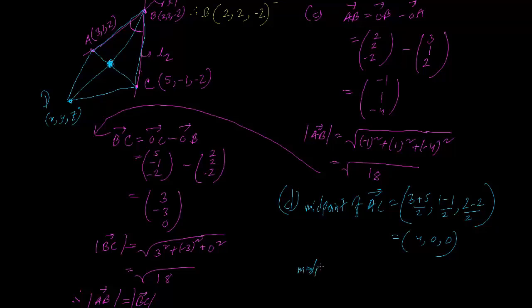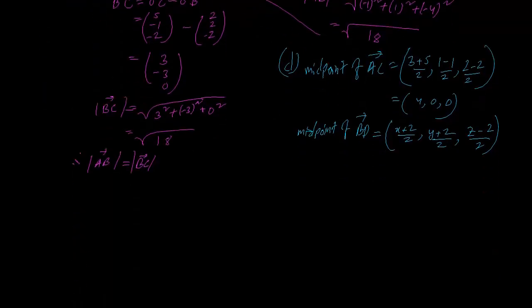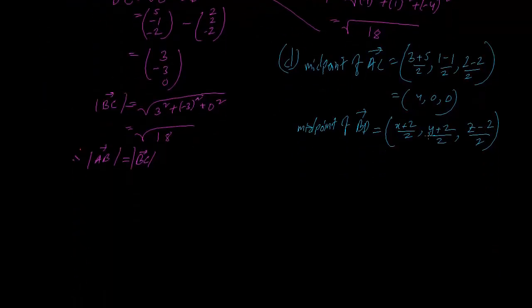Now let's find the midpoint of BD. We don't know what D is, so this is (x, y, z). So the midpoint is (x plus 2) by 2, (y plus 2) by 2, and (z plus -2), that is (z minus 2) by 2. So we found both the midpoints, and we know for a parallelogram the diagonals meet at the same point, they bisect each other. So we can write (x plus 2) by 2 equals 4.